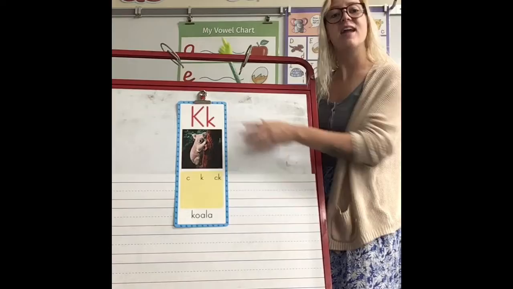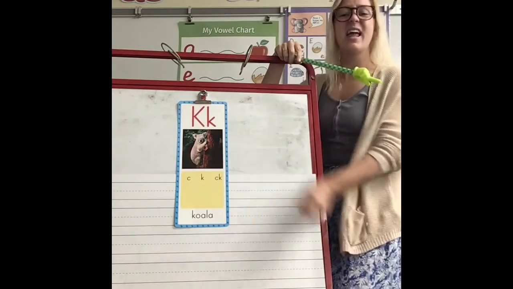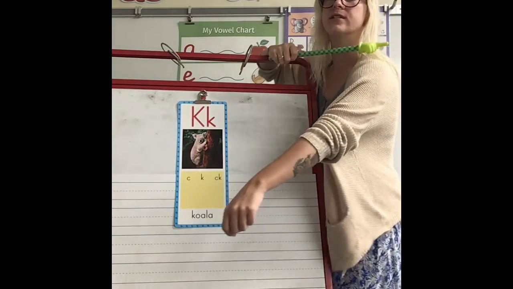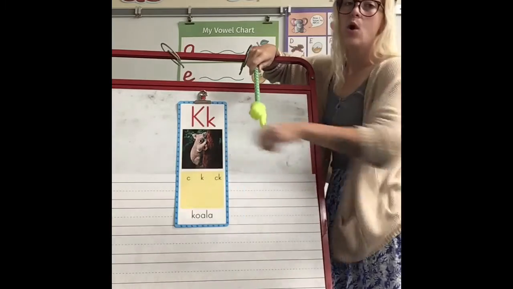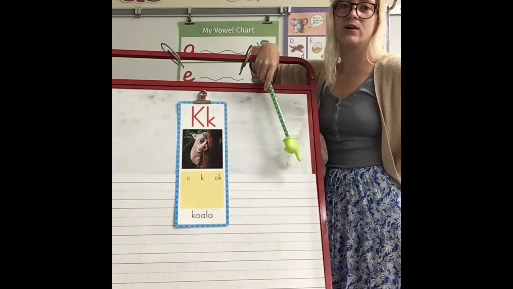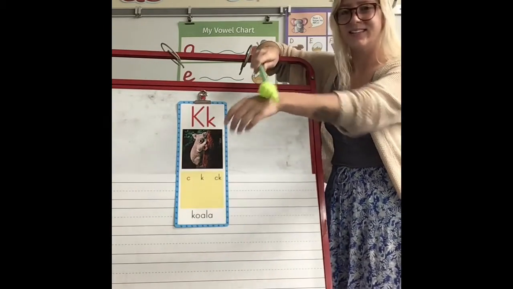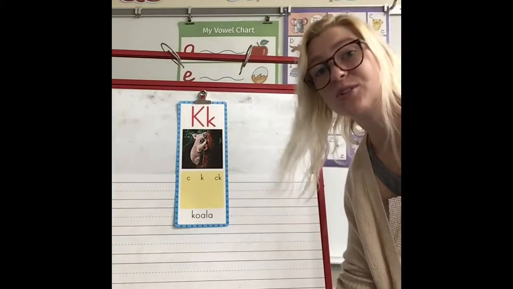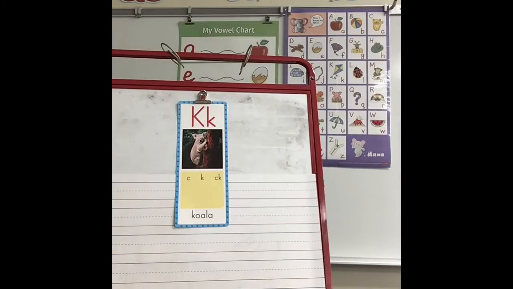This is the letter K. It makes the K sound, like we hear at the beginning of words like koala, or at the end of words like cake. I'm going to write an uppercase K and a lowercase k. They're both tall, so they're both going to go all the way to the top line that I write on.